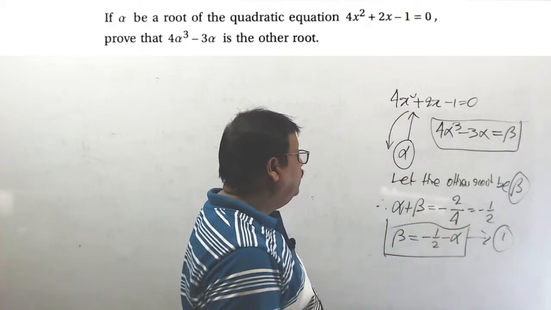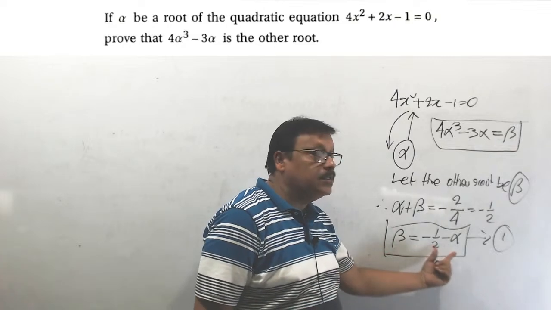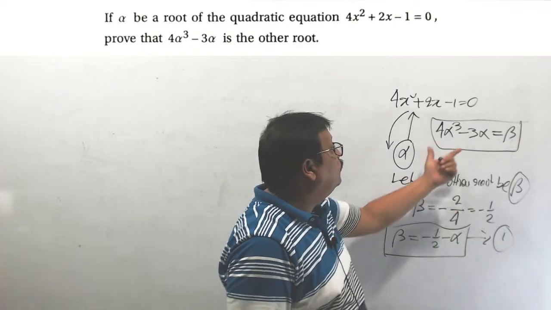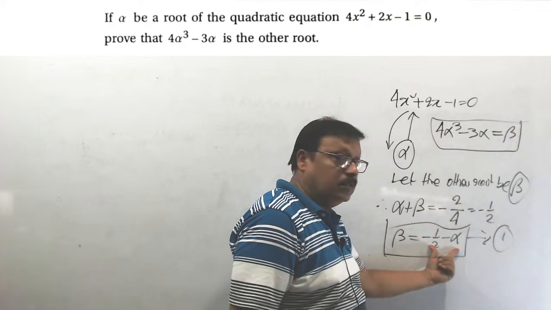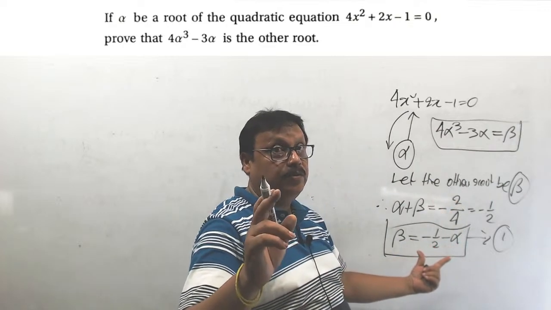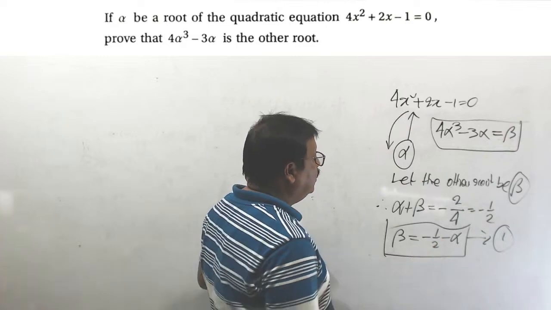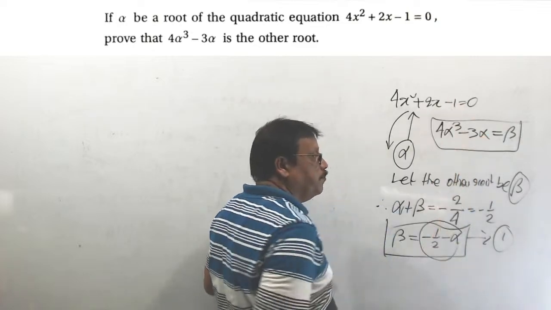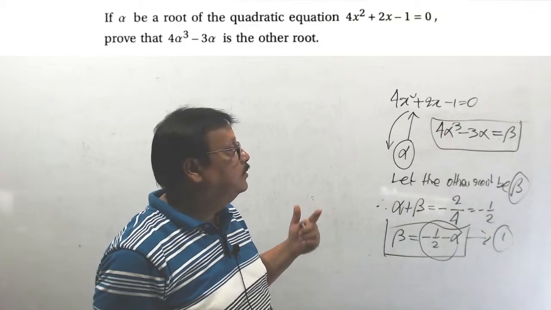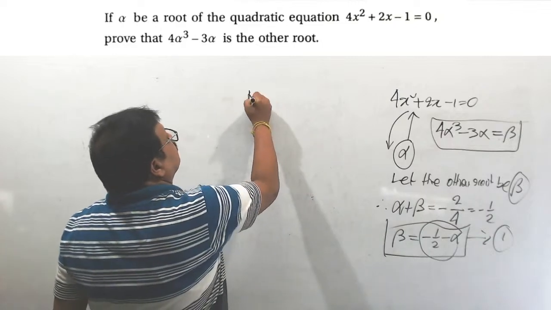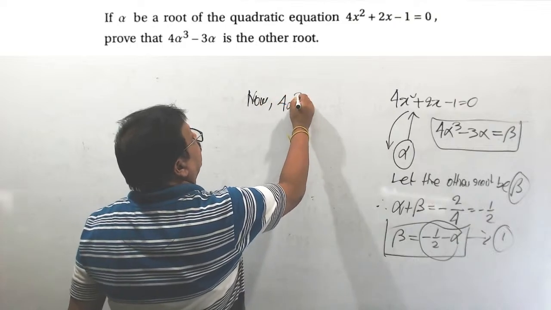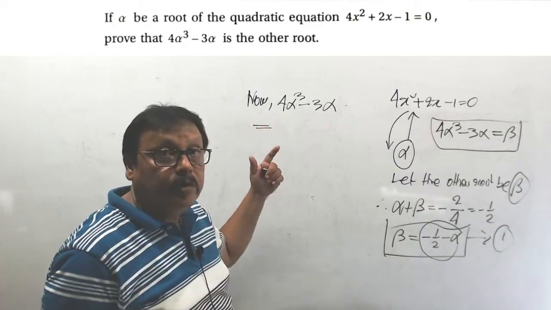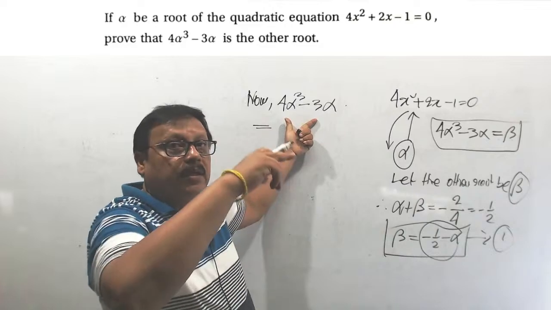That is, if we can prove beta is equal to this, that is, if we can prove this is equal to this, then our problem will be solved. Understood or not? I'm telling you again. If we can prove beta is equal to this, then our problem will be solved. So let us start. Now 4 alpha cube minus 3 alpha. We will show this equal to beta, reverse way, indirectly.